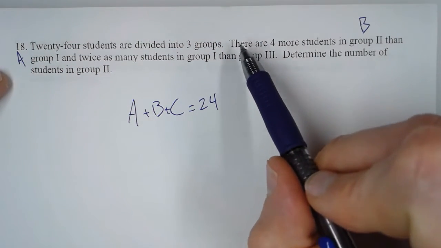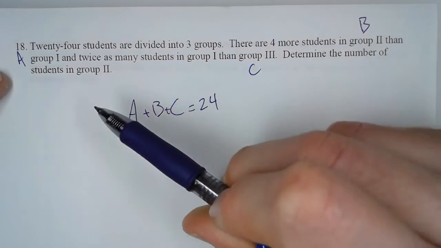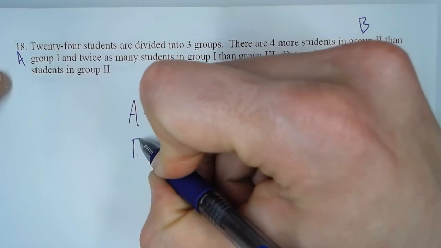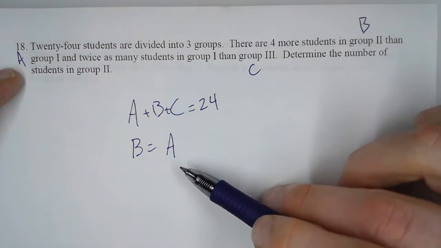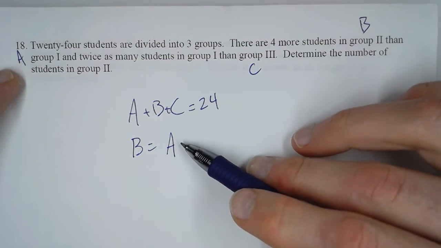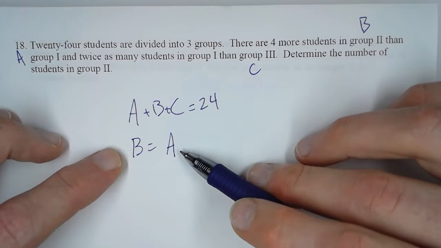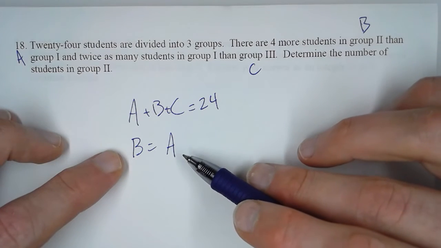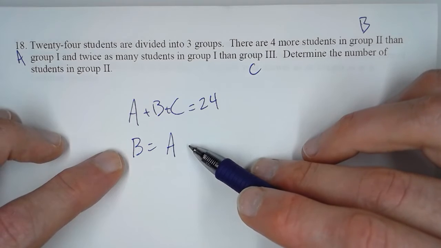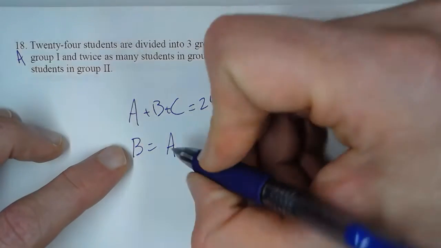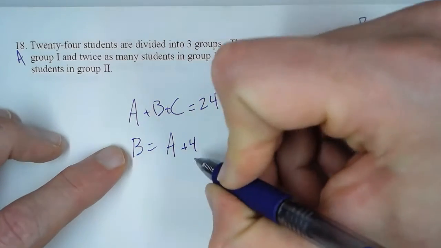They tell us that there are 4 more students in Group 2 than Group 1. So that means B equals A? Well, no, because 1 is more. And so the question is, people often confuse this and say, which one do you add 4 to? Well, the question is, which one do you have to add 4 to bring it up to being equal? Well, Group B is bigger, so that means we have to bump Group A up to B's level to make them equal.